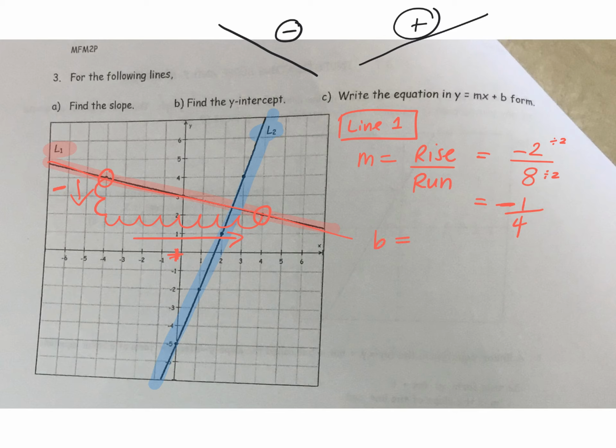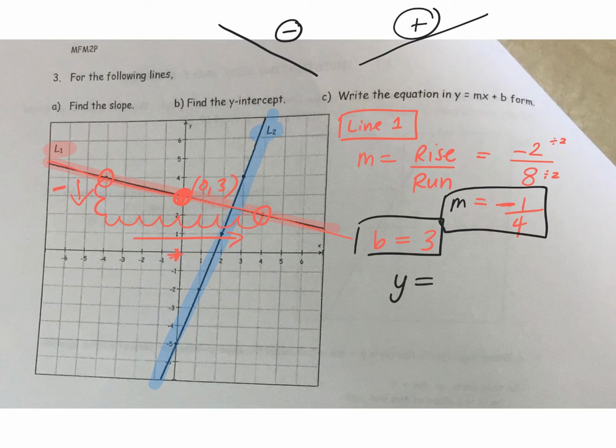Where does the line intercept the y-axis? Elijah already told us. What's the y-intercept? So the y-intercept, we can just write 3. It hits the y-axis at 0, 3. So the y-intercept is 3. Well, now that I know the slope and I know the y-intercept, what is the equation of this line? Y equals what? I know my m and I know my b. Put it into slope-intercept form.